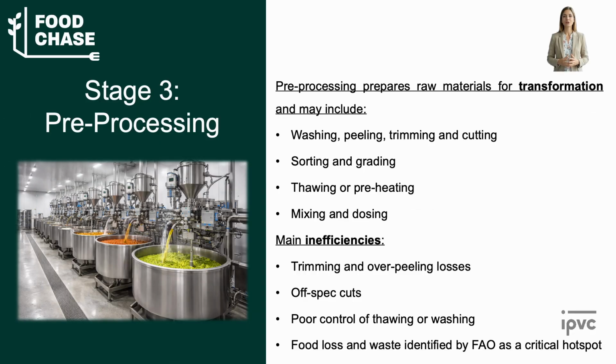The third stage in the workflow is pre-processing, where raw materials are prepared for transformation. This stage may involve washing, peeling, trimming, cutting, sorting, grating, thawing, or preheating, as well as mixing and dosing of ingredients. A significant share of food loss and waste can occur at this stage due to trimming, overpeeling, cuts that fall out of specification, or poor control of washing and thawing conditions.